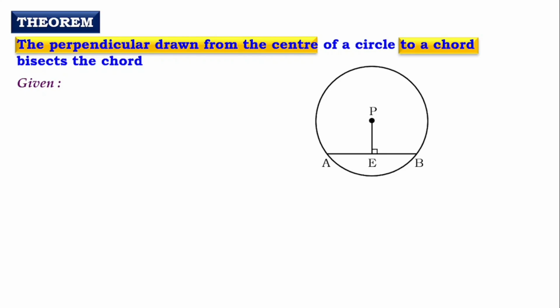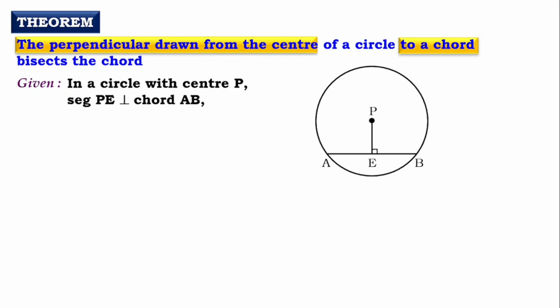So what do I know? Given: in a circle with center P, segment PE is perpendicular to chord AB such that A-E-B. So I have a circle with center P, this segment PE is perpendicular to chord AB, and that E is between what? A and B. Understood?